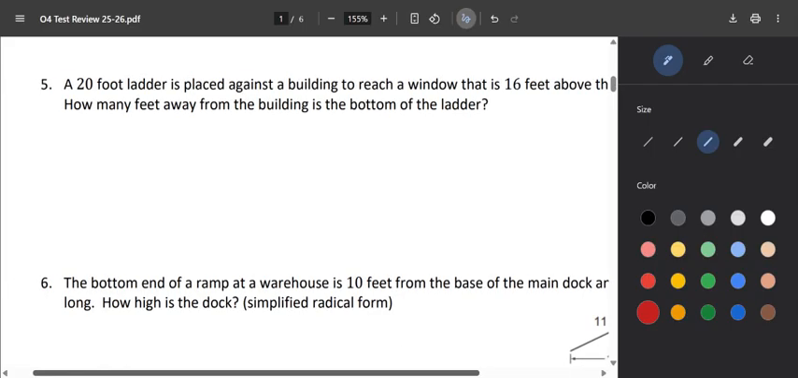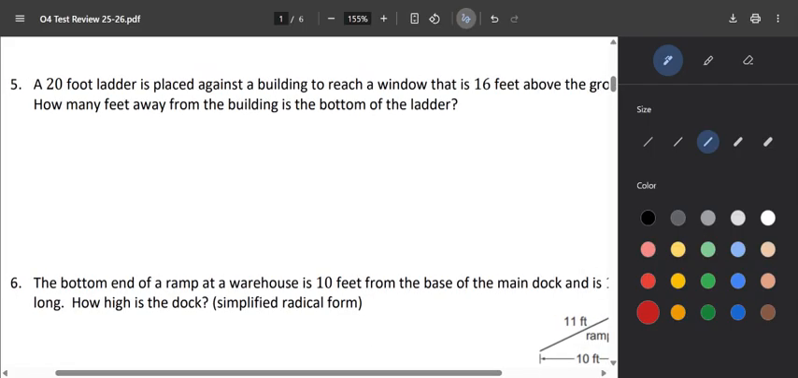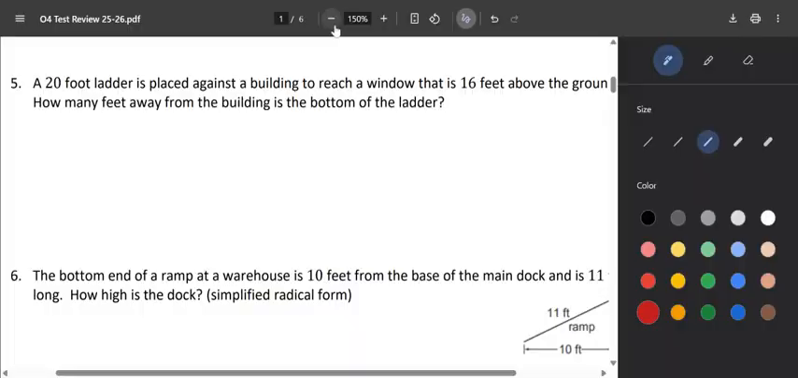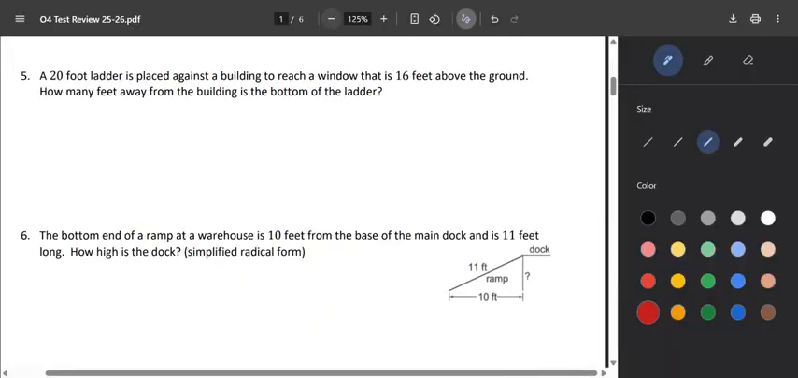Number, is this 4 or 5? 5 says a 20-foot ladder is placed against a building to reach a window that is 16 feet above the ground. How many feet away from the building is the bottom of the ladder? So we have this building, right? And the window is 16 feet above the ground. So whatever window we're reaching, maybe we say that's like here, that's 16 feet.